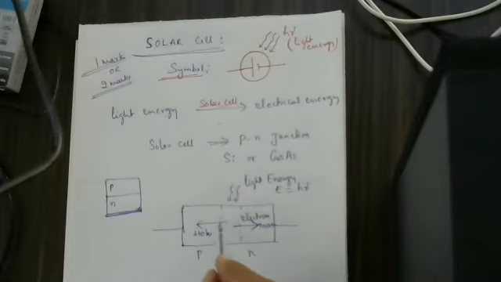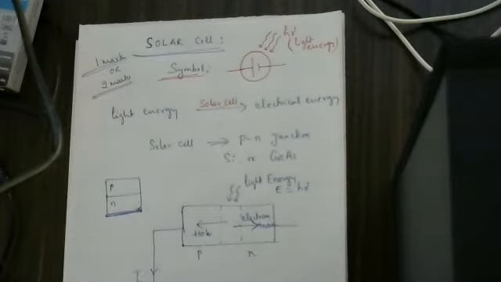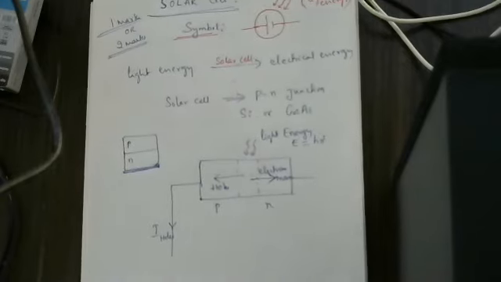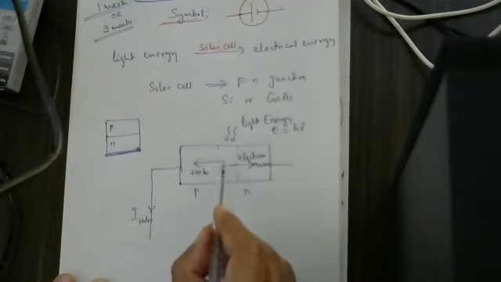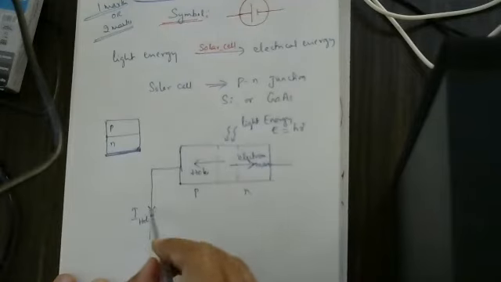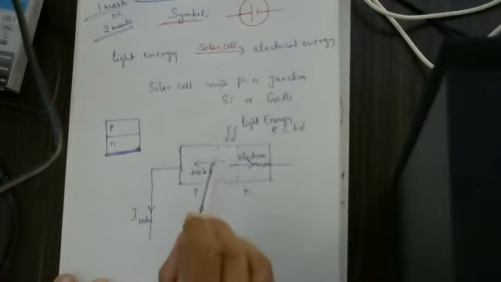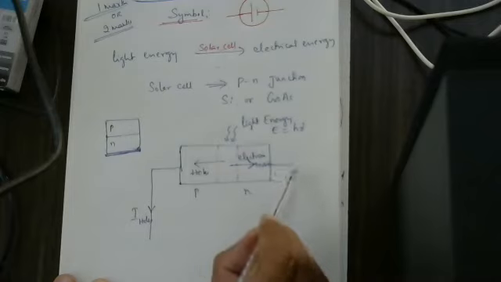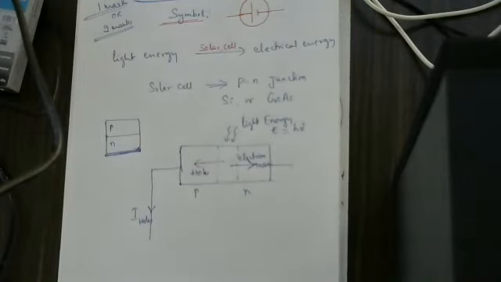As the holes are moving here, holes have positive charge. Current starts to flow like this. This is the current due to holes. Light energy is incident, holes are moving like this, and the current is passing like this. Electrons are moving like this. Don't forget, if the electrons are moving in one direction, then the current is passing in the opposite direction. Don't forget this concept.